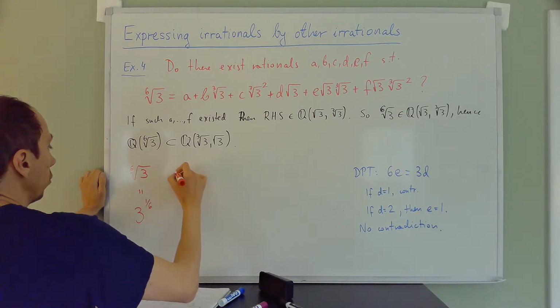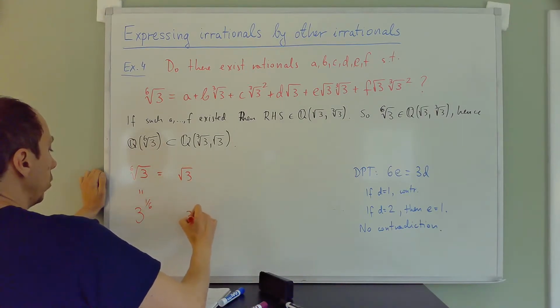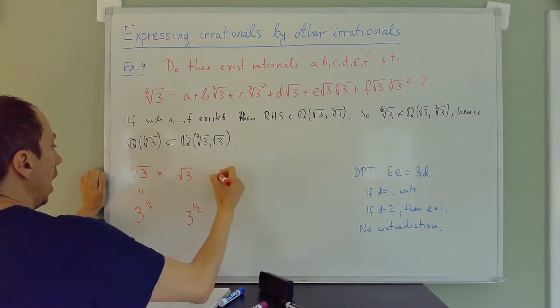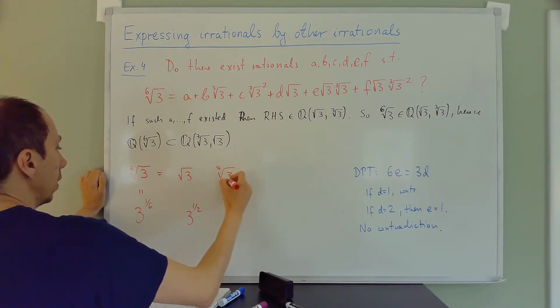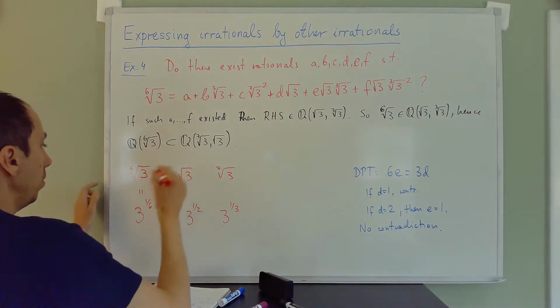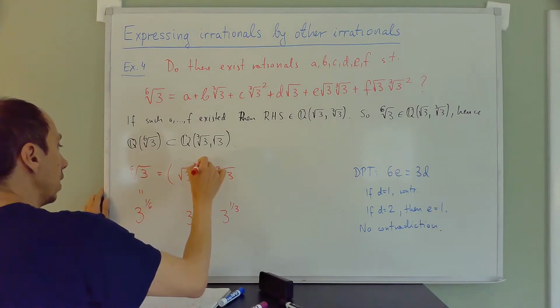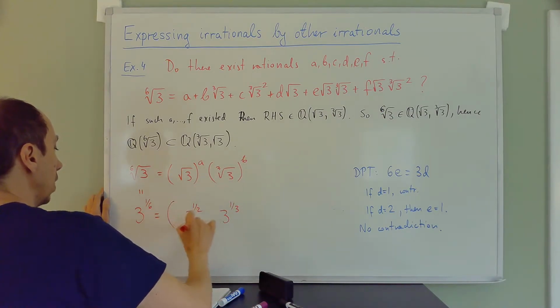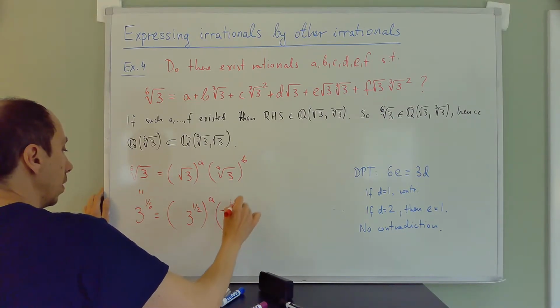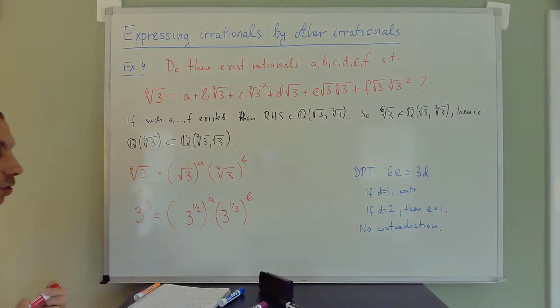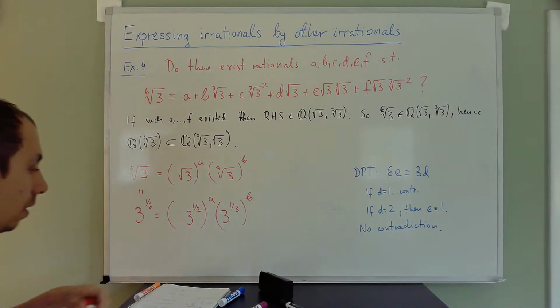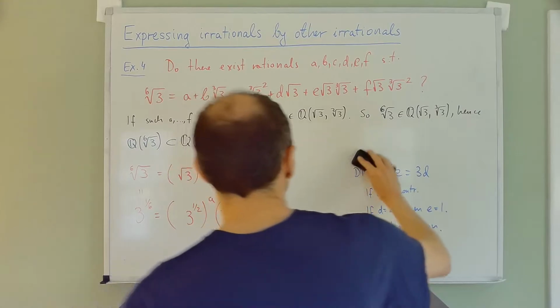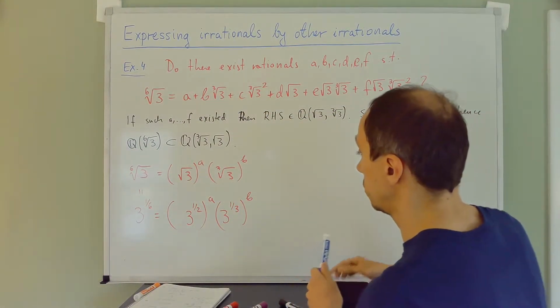And then a square root of 3, that's 3 to the power 1/2. And cube root of 3, that's 3 to the power 1/3. And maybe, just maybe, it's possible to find two integers, a and b, that would make this true. Let's see. Can I get such integers?